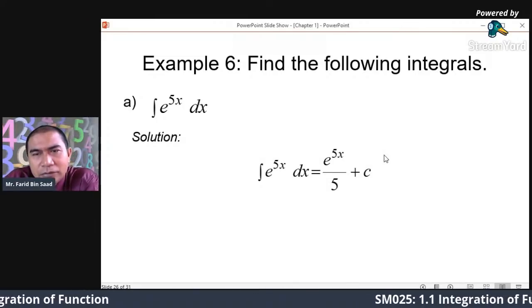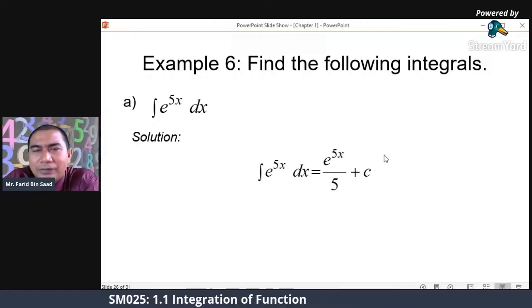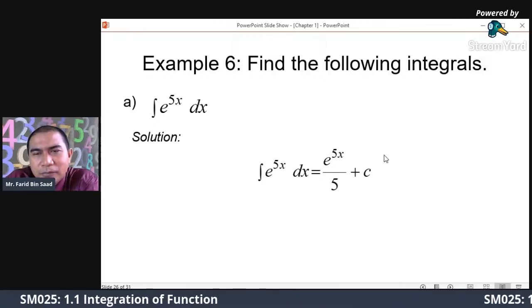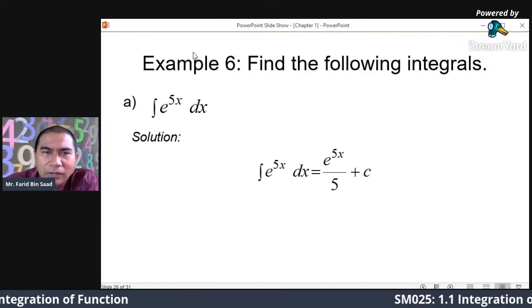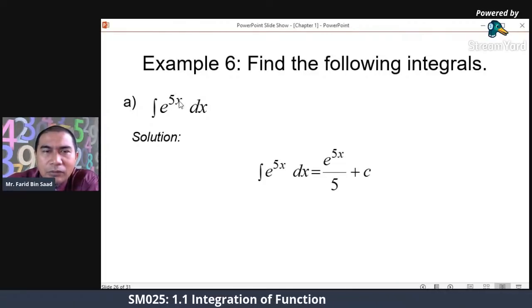See what we get here? Yeah, the answer is e power of 5x over 5 plus c. How come? First look at the f(x). f(x) is 5x. When we differentiate it, we get 5.